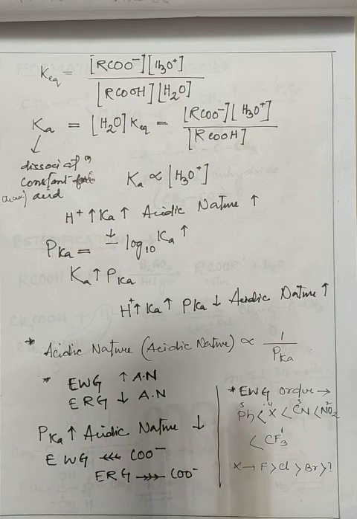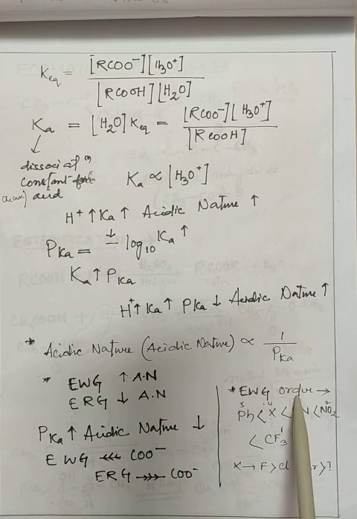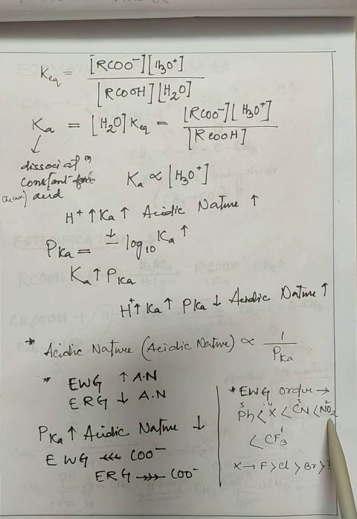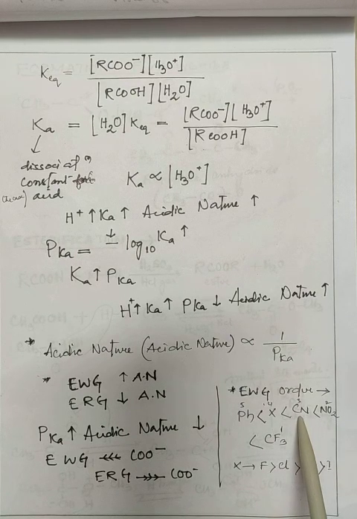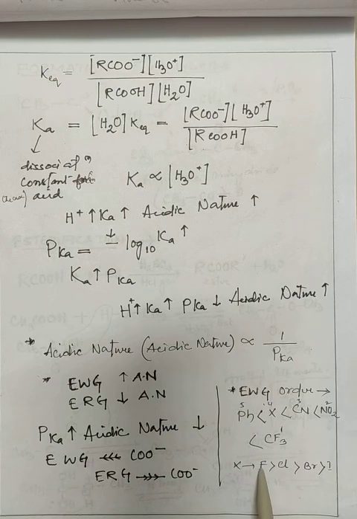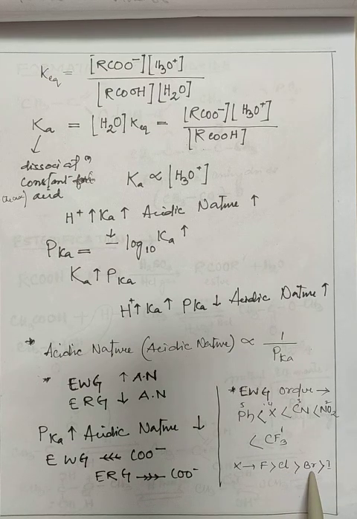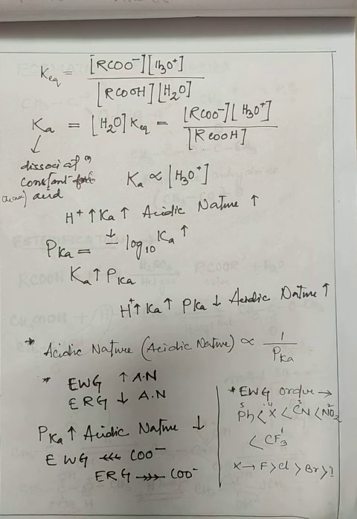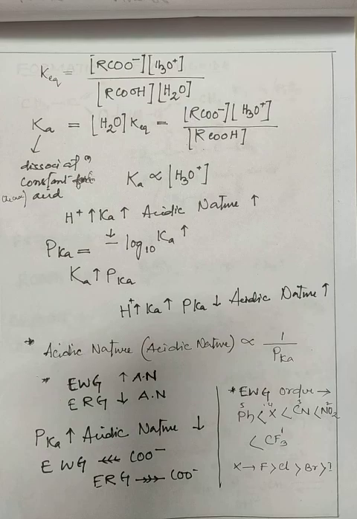Now the electron withdrawing group order. The first is the most powerful, then nitro, then cyanide, then halogen, then last is the phenol group. Here X means the first one is fluorine, then chlorine, then bromine, iodine. So this is the order for the electron withdrawing groups. So this is important.